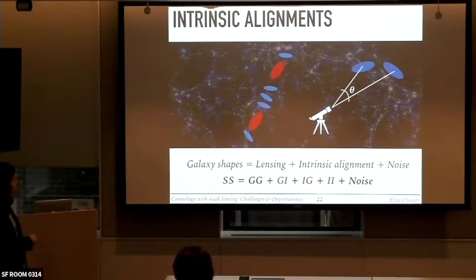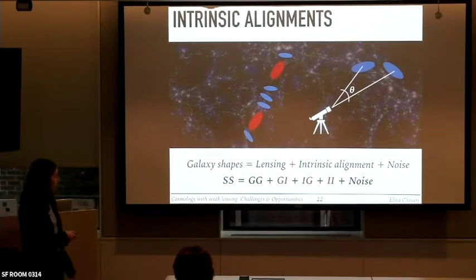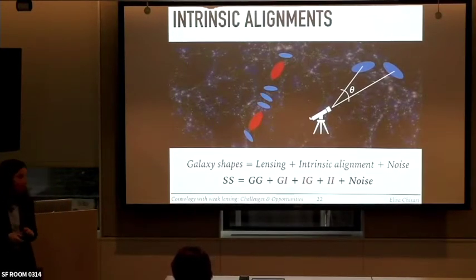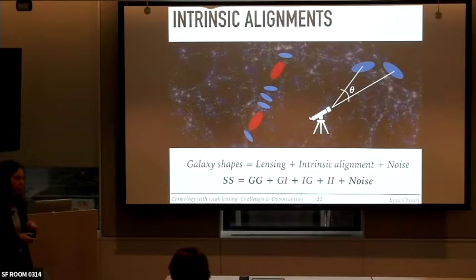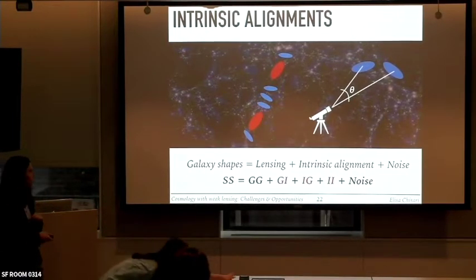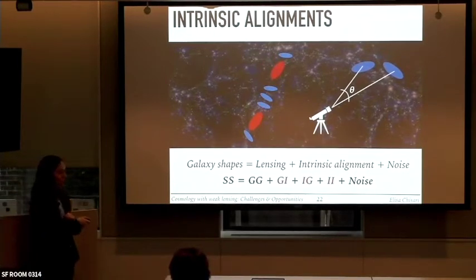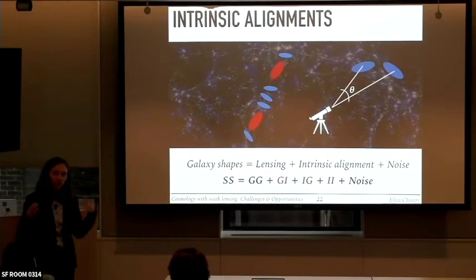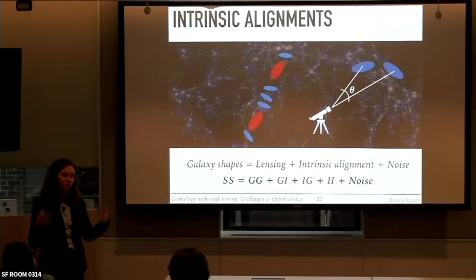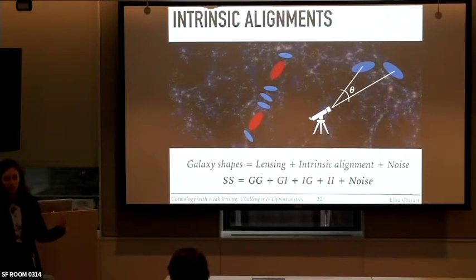So when we measure a galaxy shape, we're really measuring the lensing contribution to that ellipticity plus some alignment component, so the galaxy can change its ellipticity and orientation according to this alignment component, and then there is some noise on top of that. And so if we're interested in measuring correlations between galaxy shapes, then we won't only have the lensing effect, which is this GG that I show here, but we'll have additional terms coming from the fact that these galaxies are aligned by the same large-scale structure that is creating that lensing effect, okay?